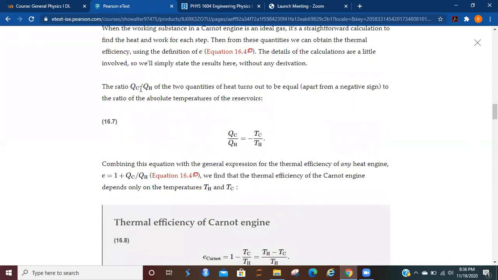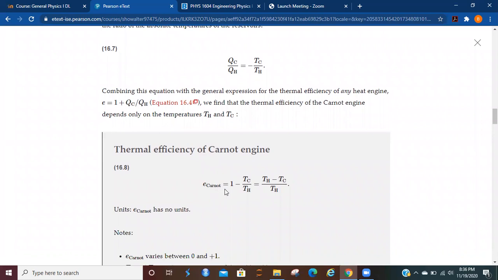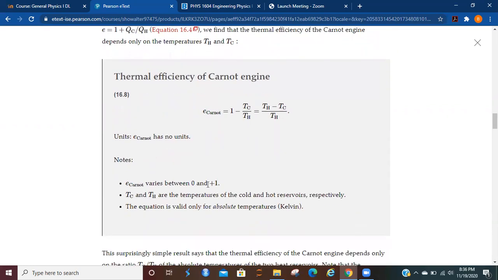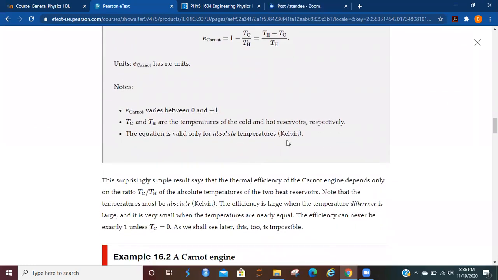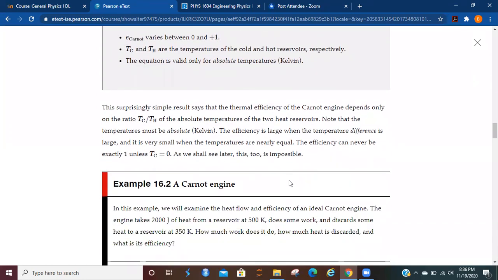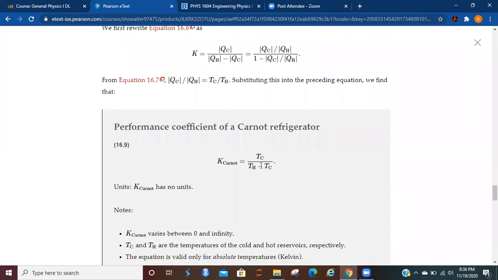So if you look at the ratio of the heats that are absorbed, then the ratio of the temperatures are going to be related to that in this fashion. Also, if you look at the thermal efficiency of this, it's going to be defined as this. And again, it's going to have no units. And this is valid only for absolute temperatures, Kelvin. So you've got some problems there to work through.